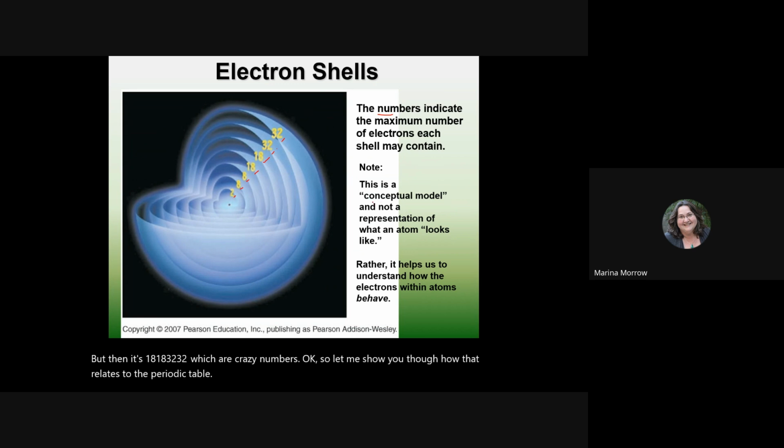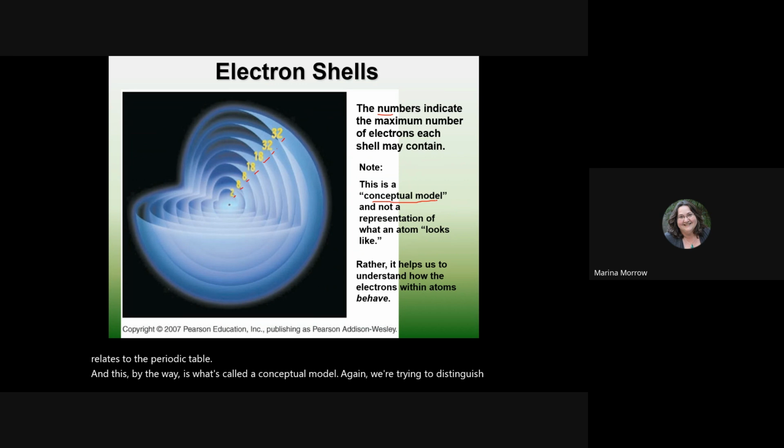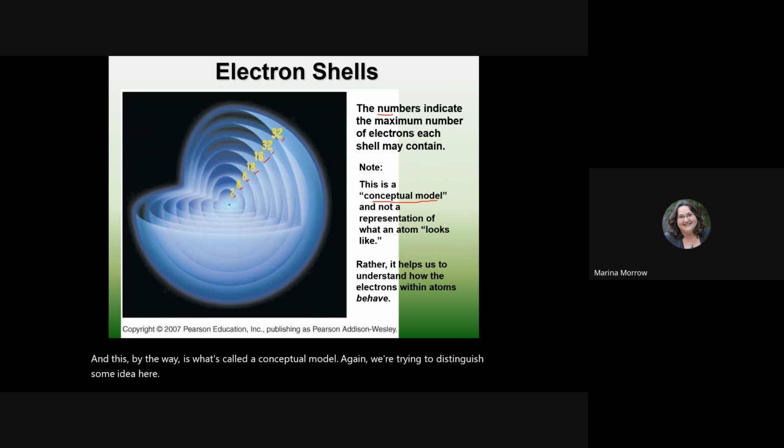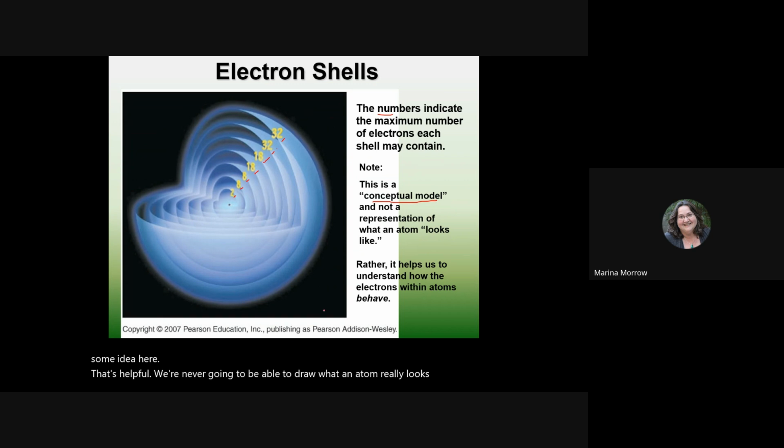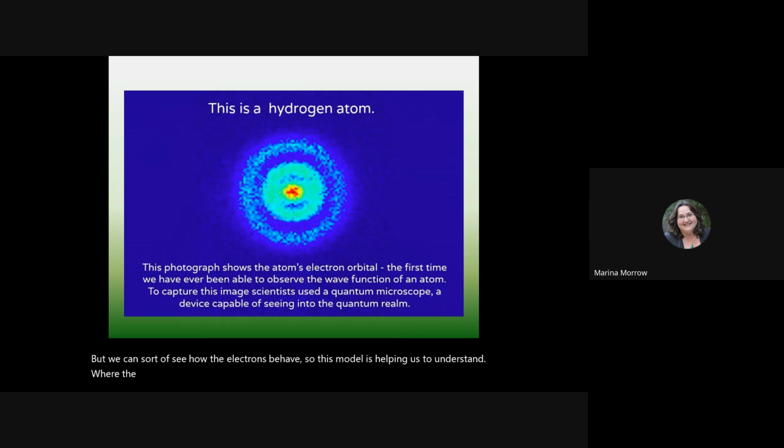And this, by the way, is what's called a conceptual model. Again, we're trying to distinguish some idea here that's helpful. We're never going to be able to draw what an atom really looks like. But we can sort of see how the electrons behave. So this model is helping us to understand where the electrons end up. Now, this is an actual photograph of the electron orbitals around a nucleus of an atom.